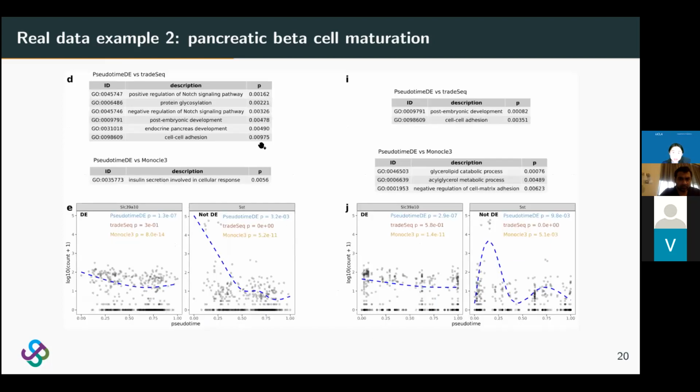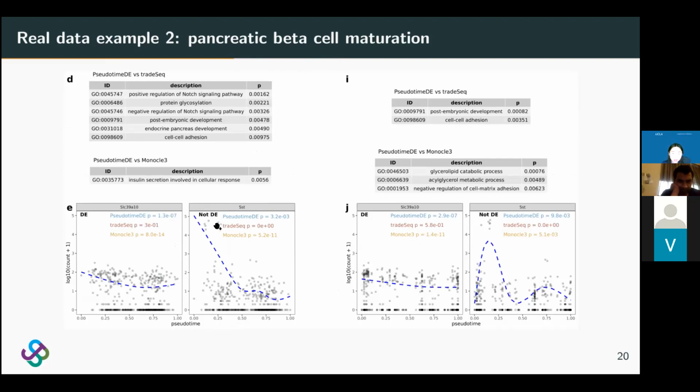And because this one is for pancreatic cell development, we look at the result, and also we see that some of the GO terms specifically enriched in the pseudotime-specific DE genes are biologically meaningful.